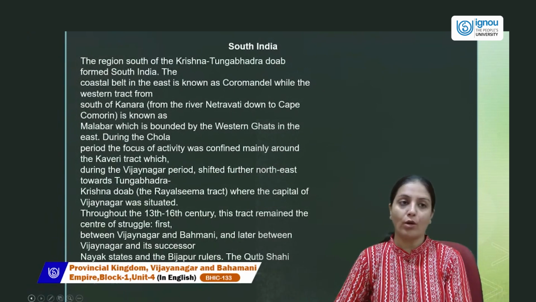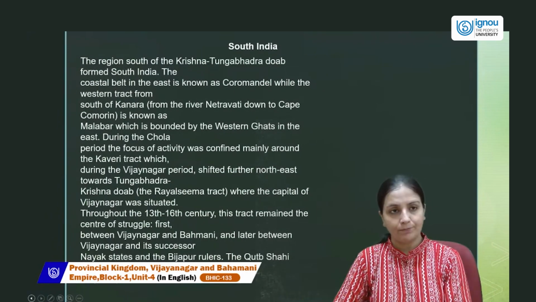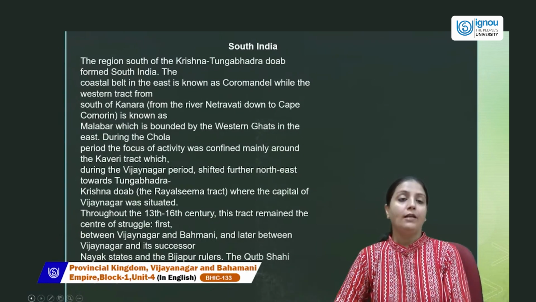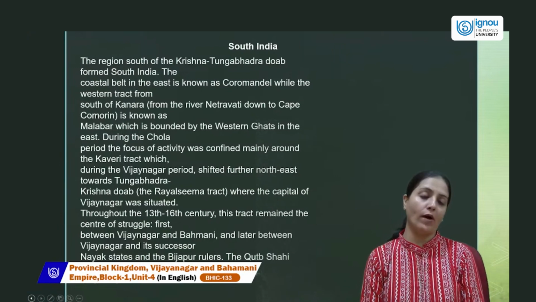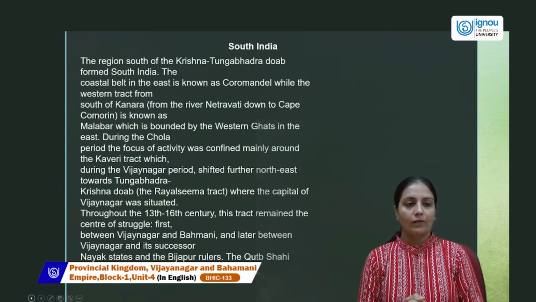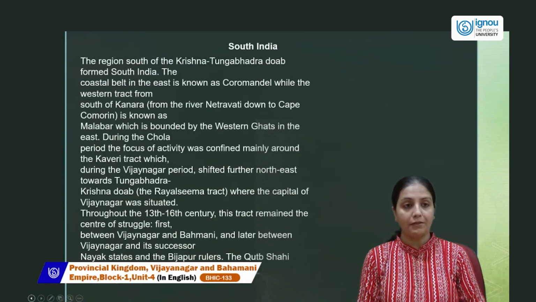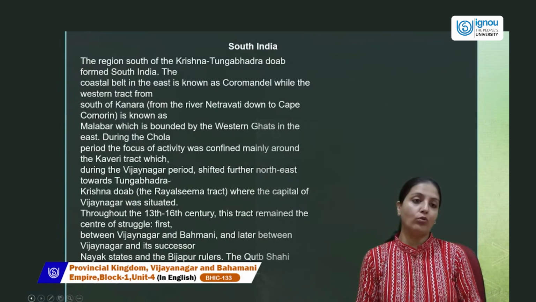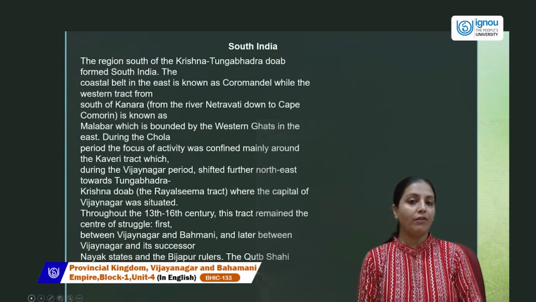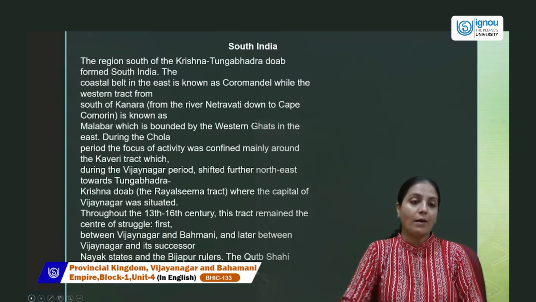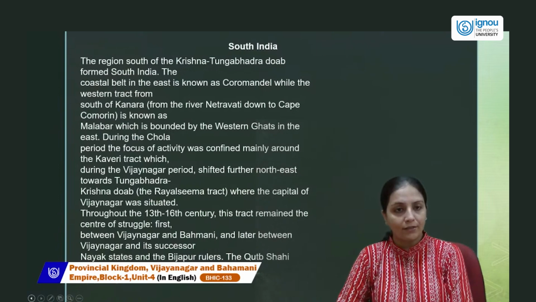Next, we are going to study South India, how they connected to South India, and how the geographical condition was good at that time. The region south of the Krishna-Tungabhadra Doab formed South India. The coastal belt in the east is known as Coromandel, while the western tract from south of Kannada, from the river Netravati down to Cape Comorin, is known as Malabar, which is bounded by the western Ghats in the east.